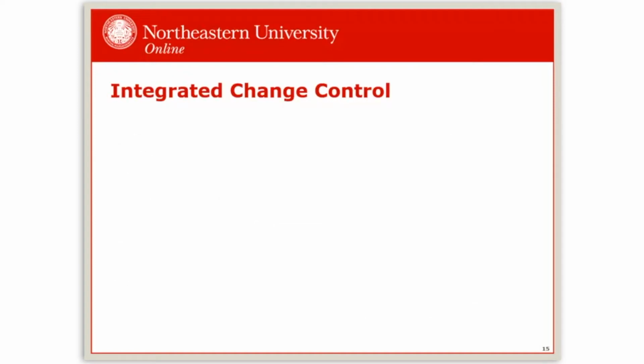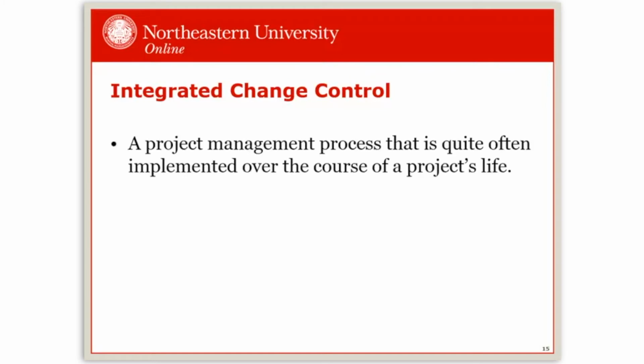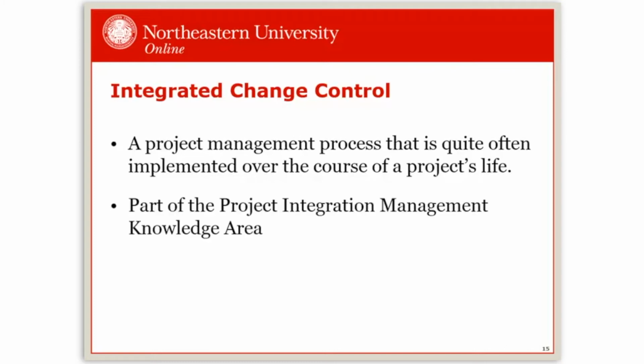The phrase integrated change control specifically refers to a project management process that is implemented over the course of a project's life. It's part of the integration knowledge area and is exercised in the monitoring and control phase of the project. Integrated change control involves reviewing all of the change requests that might be submitted in regards to the project's organizational process assets, as well as to all of the deliverables that are in question.